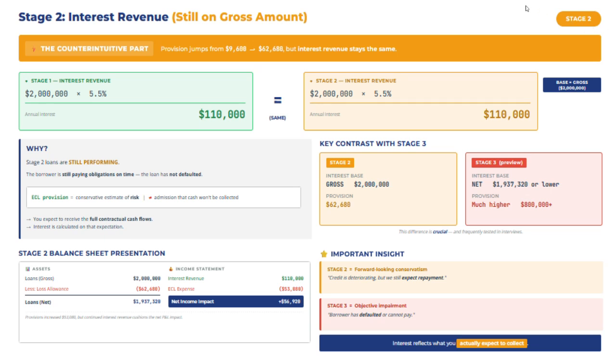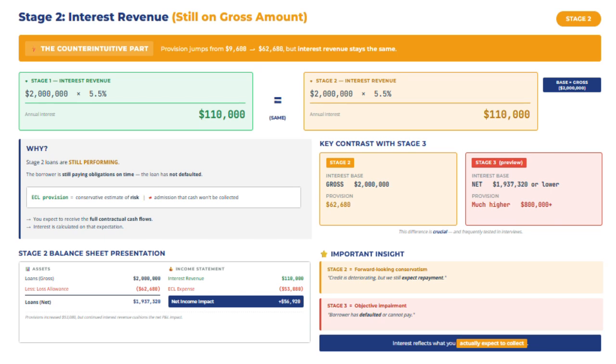Now here's the counterintuitive part of stage 2 accounting that surprises many people. Interest revenue stays the same even though the provisions jumped. The provisions here jumped from 9,600 to 62,680, which is a massive increase. But the interest revenue remains 110,000, same as stage 1. So how is this possible? Because stage 2 loans are still performing.